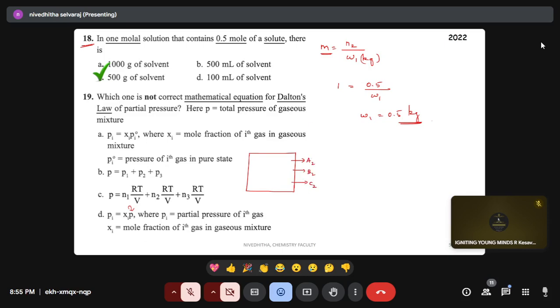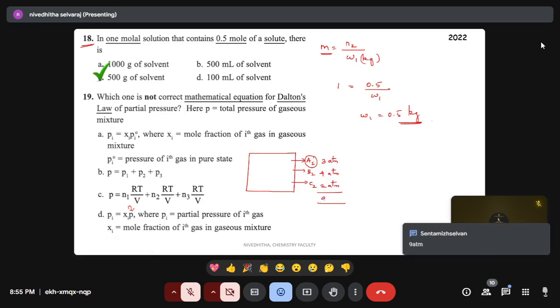Here, the pressure of A2 inside this cylinder is considered to be 3 atmosphere, and this is 4 atmosphere, and this is 2 atmosphere, and all the 3 gases are non-reacting gases. So what will be the total pressure inside this container? 9 atmosphere. Okay, so this is Dalton's law of partial pressure.